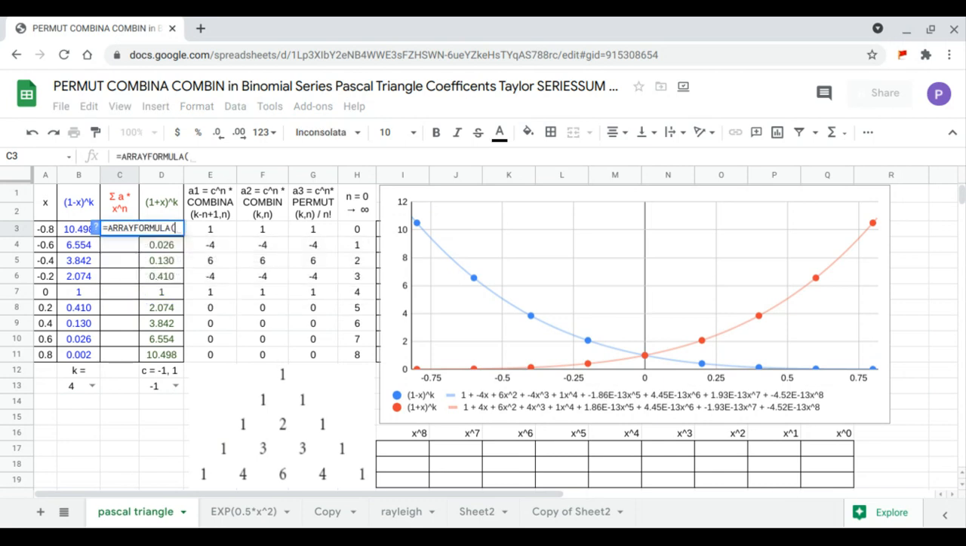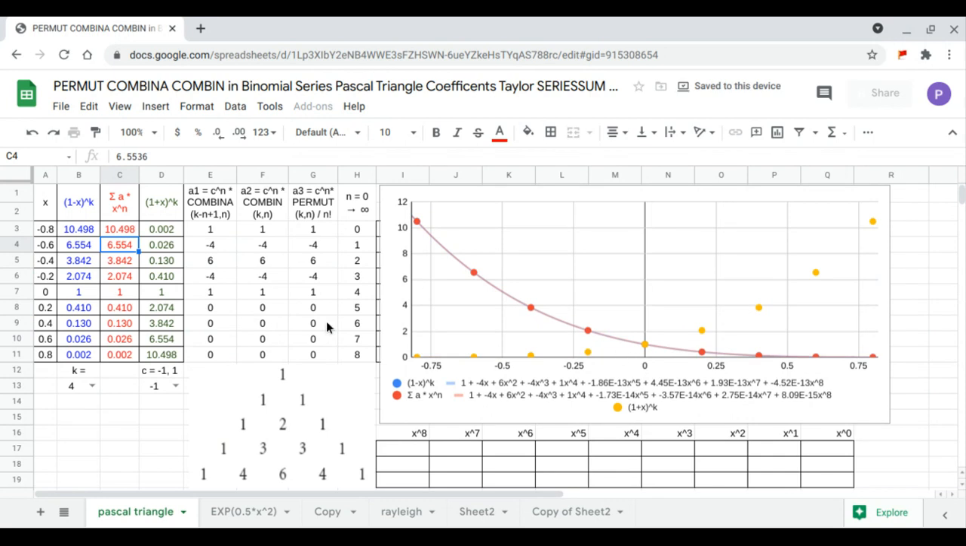So array formula, raised of x of series sum of the x values raised to the power n, where the value of n starts from 0, incremented by 1. And the coefficient, there are 3 to choose from. Let's choose PERMUT, since they are just the same value. Now this is green, this is red. We have to change the color of the 1 minus x to the power k.